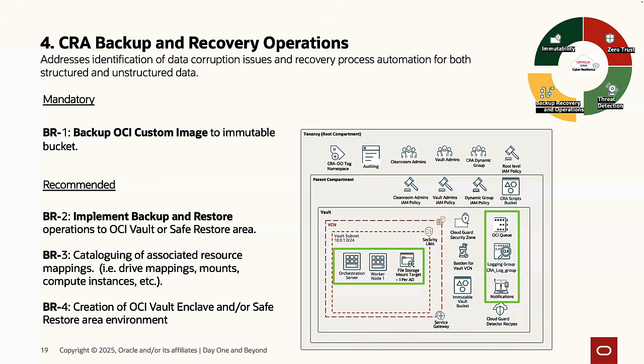You want to have a safe restore area. It's not good enough to only have a pristine copy of your backups, but you also want a safe restore area where you can test the restoration process and also scan that new restored host to verify that there's no malicious data or bad actors in there still, or rootkits or things of that nature. BR3 talks about cataloging associated resource mapping.